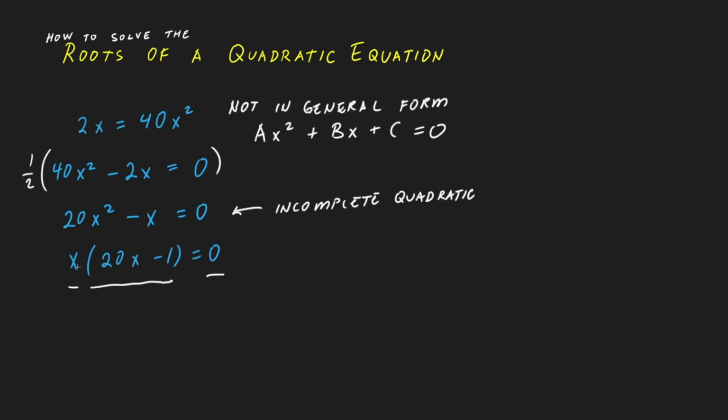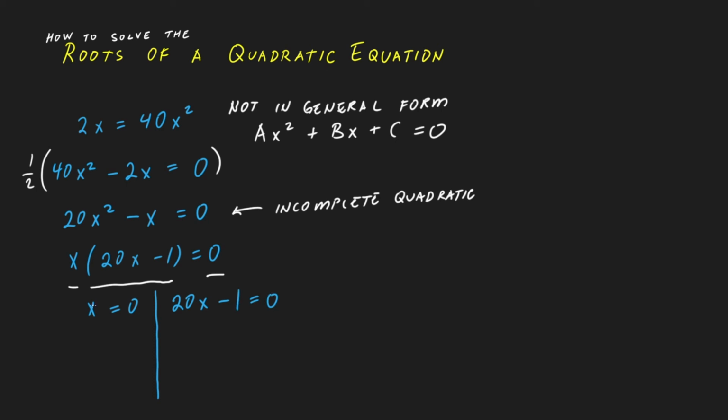So as you can see now, we have 2 factors on one side and 0 on the other side. So you might be thinking that you can just safely cancel out one of the factors. But no, because if you do that, again, you're going to lose one of the roots, so you never want to do that. So instead, what you want to do is to split the original equation into 2 separate smaller equations. So on the left side, we're going to get x is equal to 0, and on the right side, we're going to get 20x minus 1 is equal to 0.